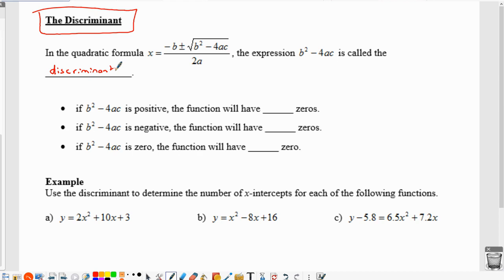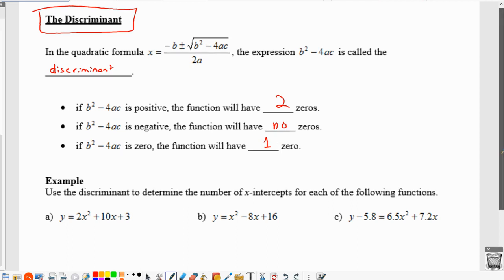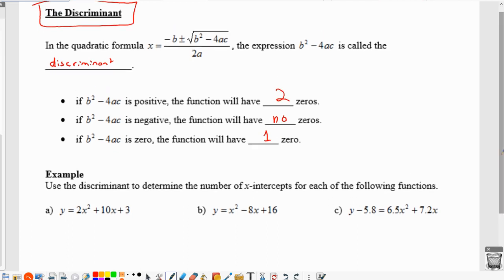Now, if b squared minus 4ac is positive, if what you get under the square root there is positive, then you'll get your 2 zeros. But if b squared minus 4ac is negative, then you get no zeros, because we can't do the square root of a negative. But if b squared minus 4ac actually comes out to 0, you'll get 1, because it'll be plus or minus 0, and that won't change anything. Giving you this ability now.